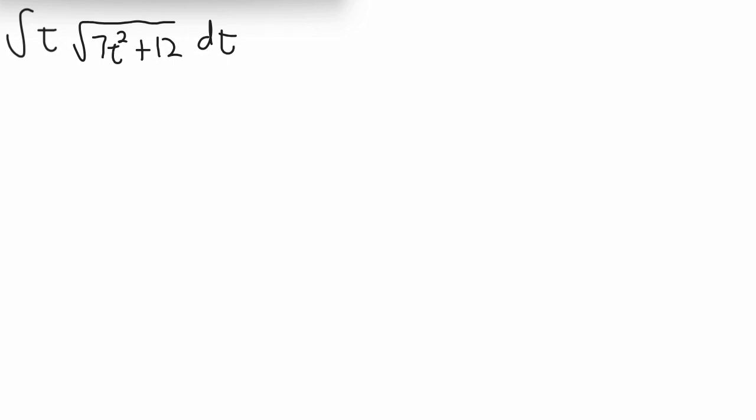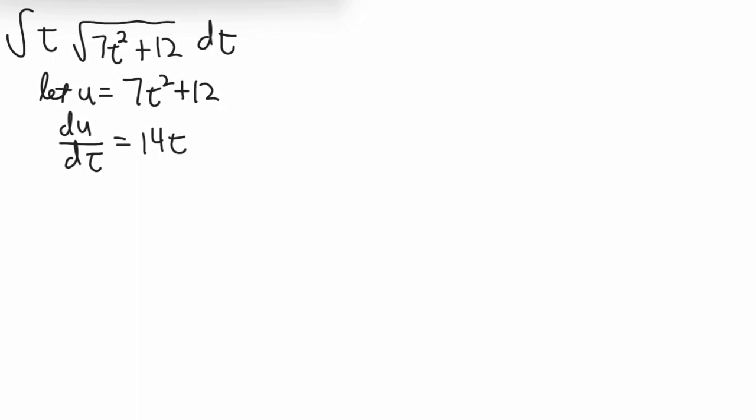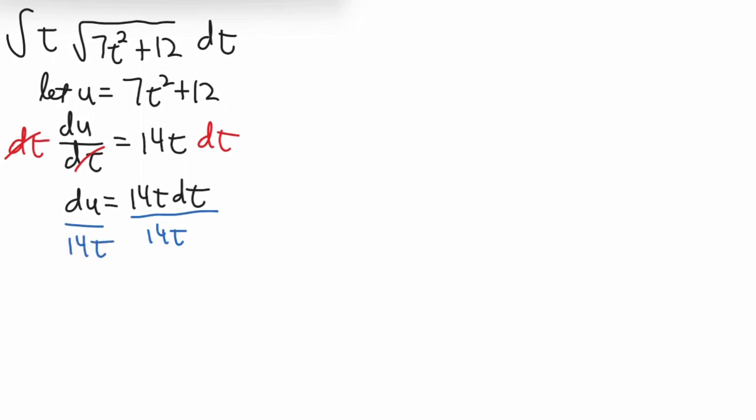Okay, here's another one. Let's let u be 7t squared plus 12. Then if you take the derivative of that with respect to t, you're going to have 14t. Let's move the dt to the other side. That cancels. So we have du equals 14t dt. Now let's bring the 14t to the other side, because you want to isolate the dt. That cancels. So you have du over 14t equals dt.